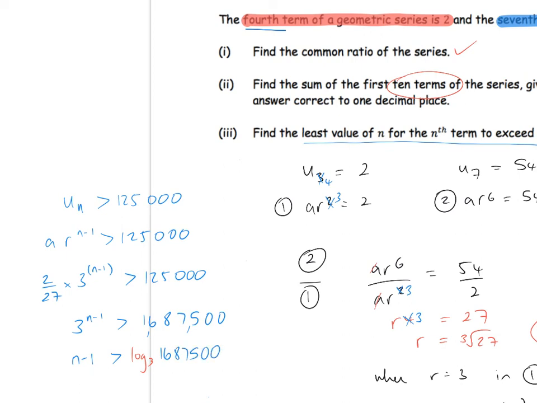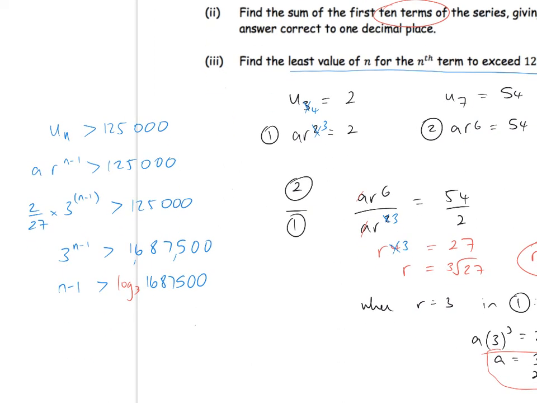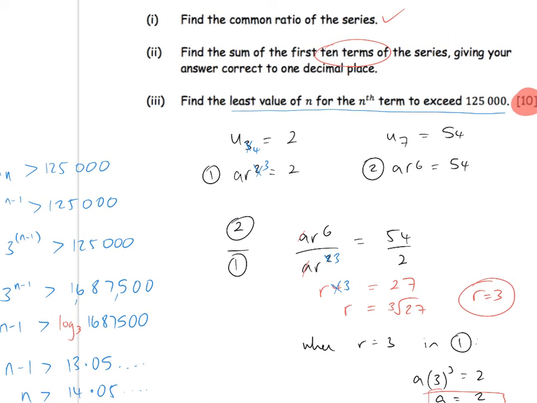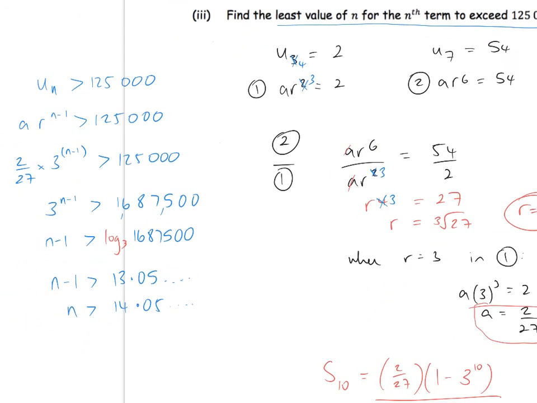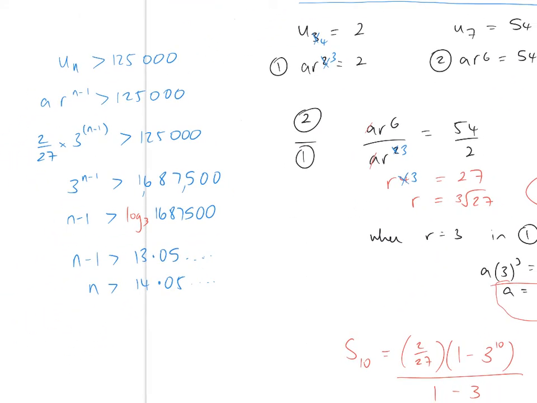so I'll just put that into my calculator as ans. Now bear in mind that's n minus 1 is greater than, so log base 3 of that answer comes to 13.05 blah blah blah. Okay, take the minus 1 over, it becomes plus 1, so we get n has got to be greater than 14.05 blah blah. So it says find the least value of n for that to exceed 125,000. Well, n has got to be greater than 14 a bit, so therefore the least number is n equals 15.